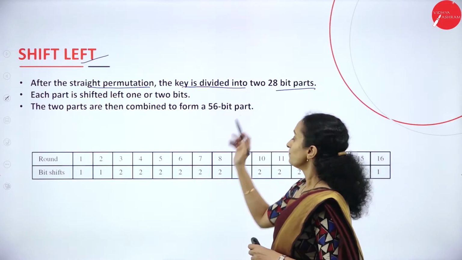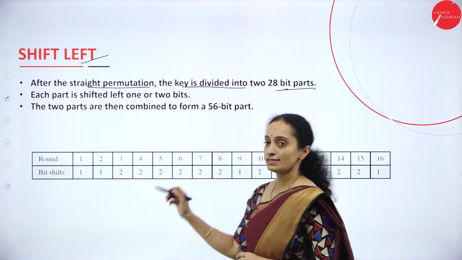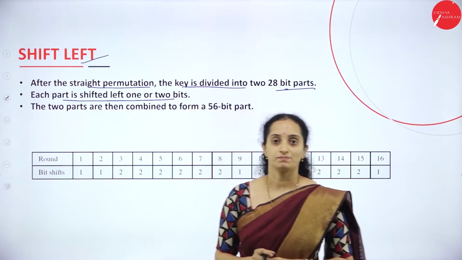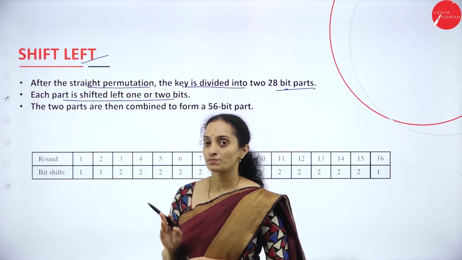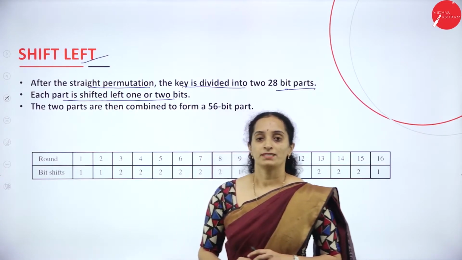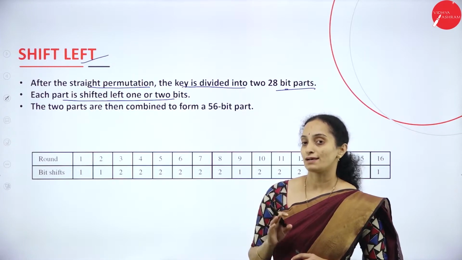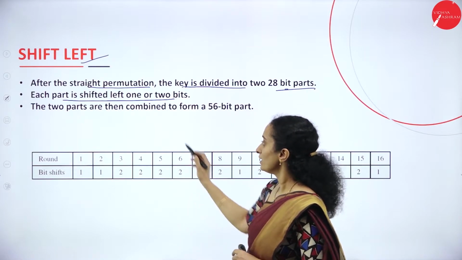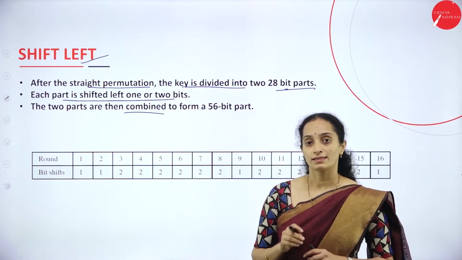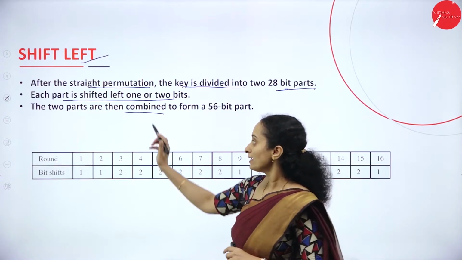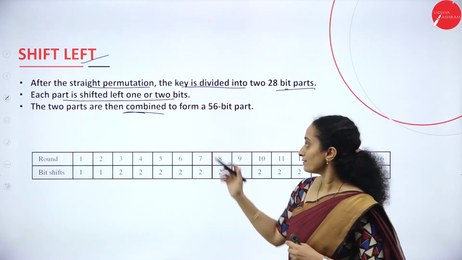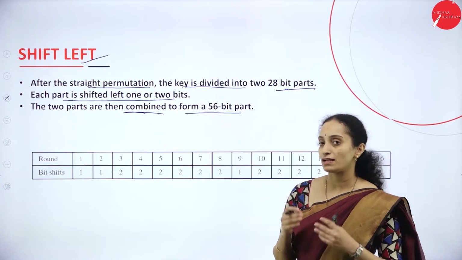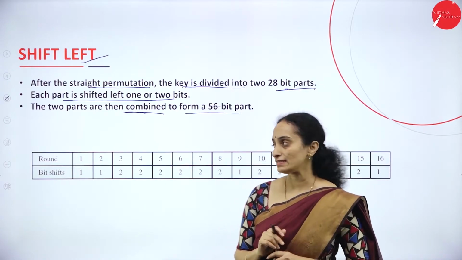Now we have the 28-bit parts. Each part is shifted left 1 or 2 bits. As we know, for certain rounds, one bit will be shifted to the left position. In some other rounds, 2 bits will be shifted to the left position. And then once the shift left operation is executed, the 2 parts are combined again to form a 56-bit part. Again 28 will be combined to form 56 bits.